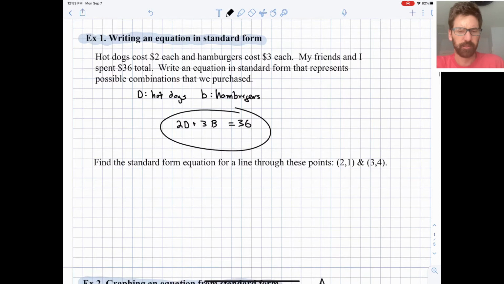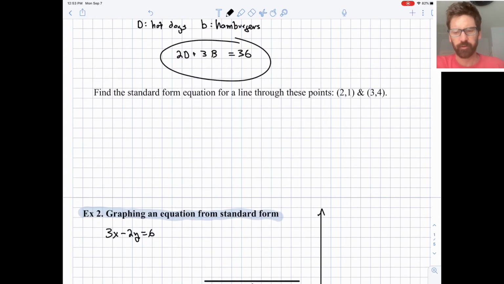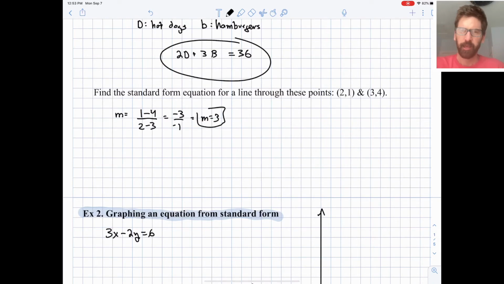Here's the drawback, though: finding an equation for a line through those points. We're going to find the slope first. And remember, slope is the difference in the y's divided by the difference in the x's. So that's -3 over -1. So we have a slope of 3. Let's find the slope-intercept form, y equals mx plus b, of this equation. I am going to choose to use that point along with that slope. So we're going to do y equals mx plus b.